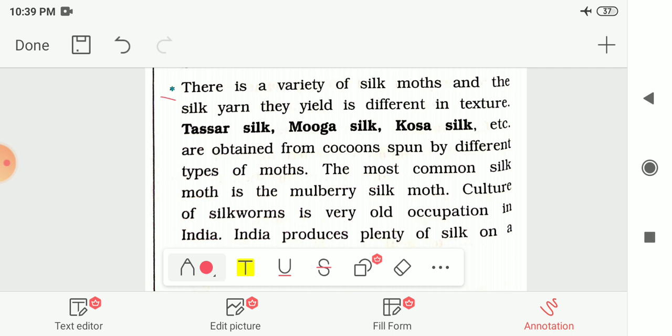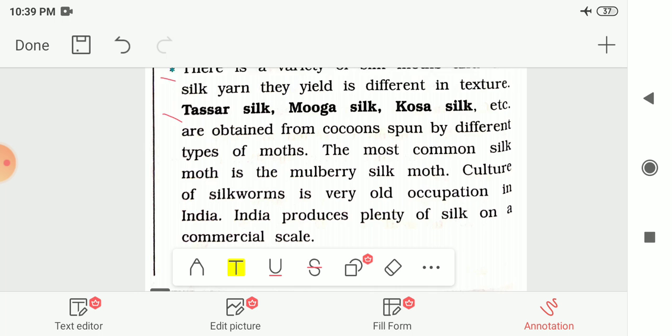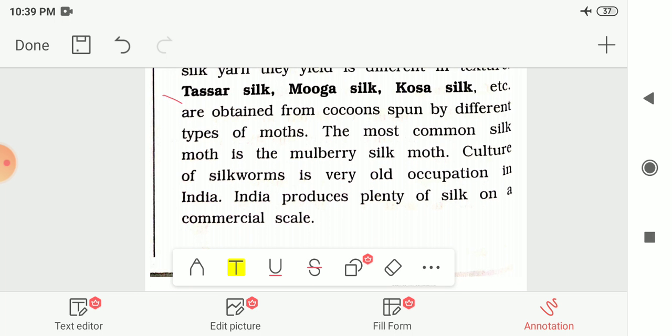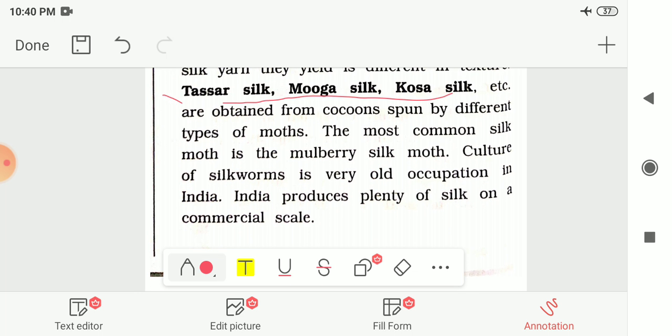As we get different kinds of wool from different animals, in the same way there is also a variety of silk moths, and the silk we get is also different from the different silk moths. Tussar silk, Muga silk, Kosa silk, etc. are obtained from the cocoons spun by the different types of moths. So these are the different types of silk which we get from the different silkworms.